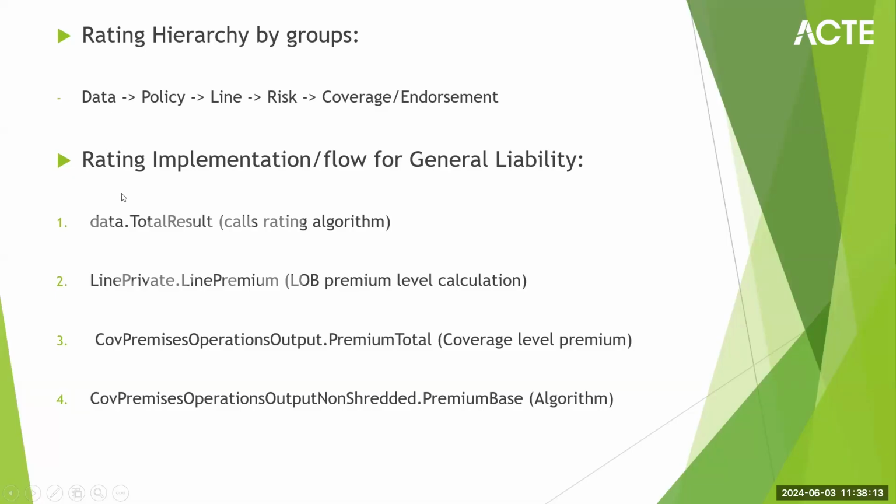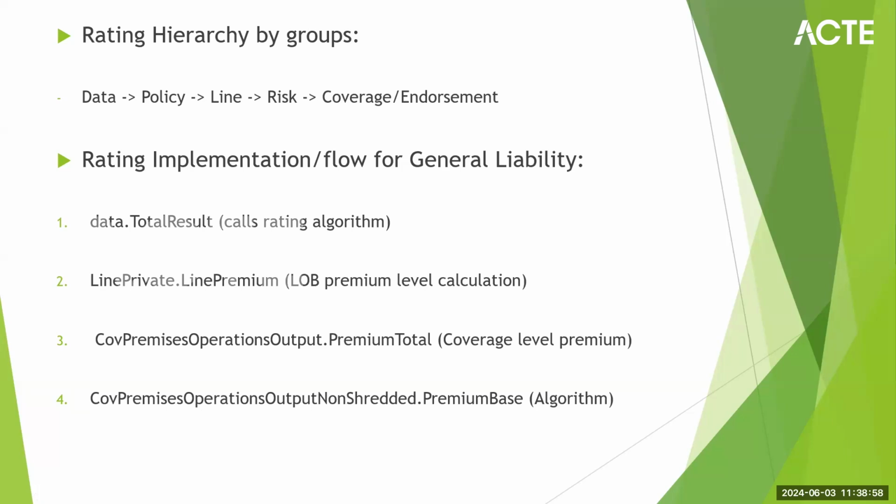Rating implementation or flow for the general liability. General liability is nothing but a coverage, one of the coverages. Data dot total result calls the rating algorithm for the calculation of the premium. Line private dot line premium is the LOB premium level calculation, nothing but calculating the premium based on the LOBs. Coverage premises operation output dot premium total is the coverage level premium. Nothing but we are calculating the premium only for the coverages.